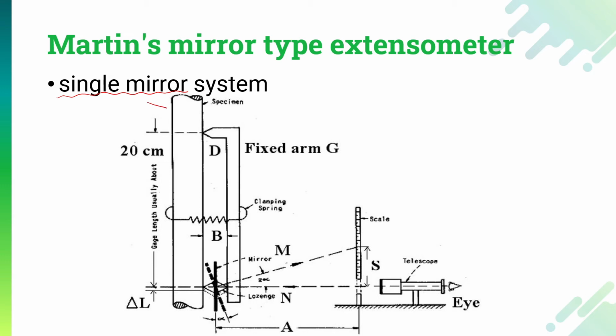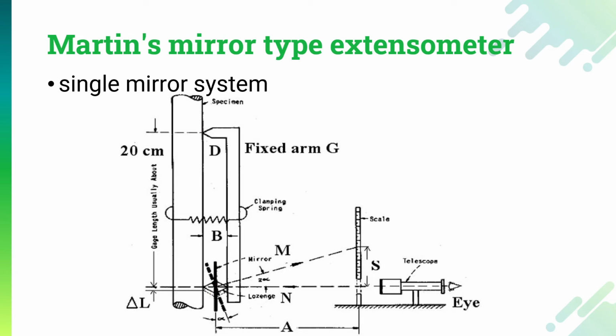This is the test specimen which is available over here. This is the fixed arm and this is the movable arm. Now on this movable arm, one mirror is fixed. This is the mirror which is available over here. This is the clamping spring which will be used for the clamping purpose, and at the second end, as you can see, there is one scale available over here, and this is the telescope. So these are the things which are available in the Martin's mirror type extensometer.